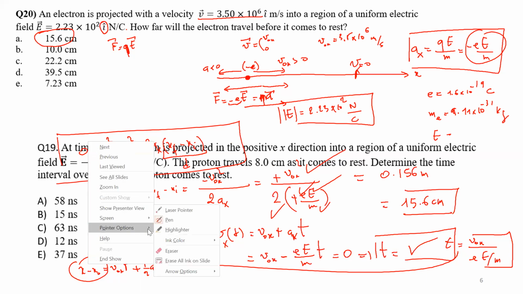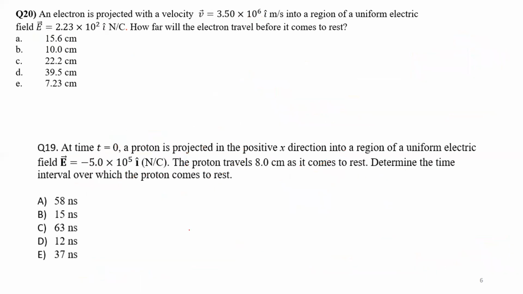So let me solve the second problem, which is using the same idea. At time t equals 0, a proton, now I know the charge of a proton is plus e, is projected in the positive x direction into a region of a uniform electric field. Now the electric field is in the negative x direction. Okay, so this is my x direction, and I have now E, which is in the negative x direction.